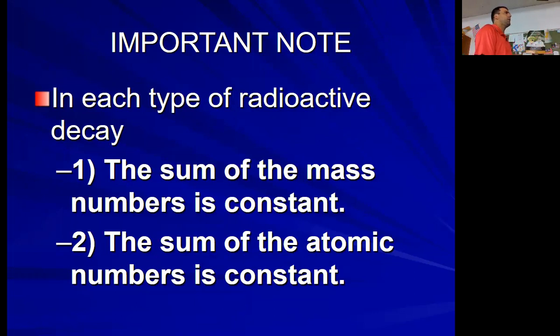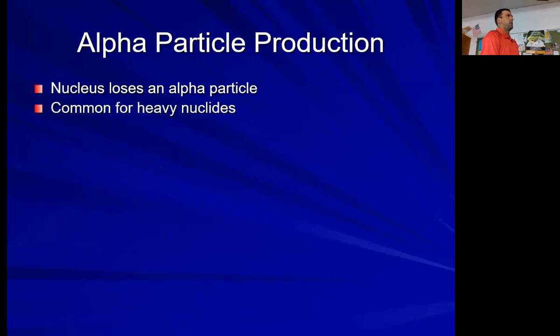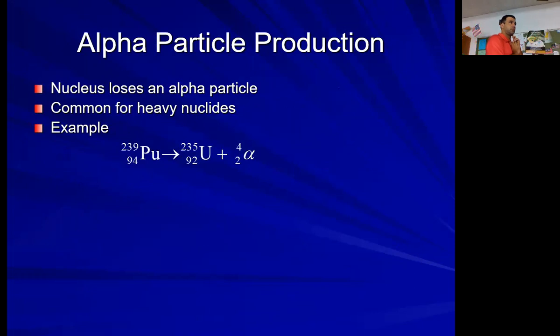Okay, so alpha particle production. That means a nucleus loses an alpha particle. It's common for heavy nuclides. An example of this is that. That is what a nuclear reaction looks like. Now, it's an alpha particle production, so I made my alpha particle, didn't I? I could have written that as helium instead of the alpha symbol.